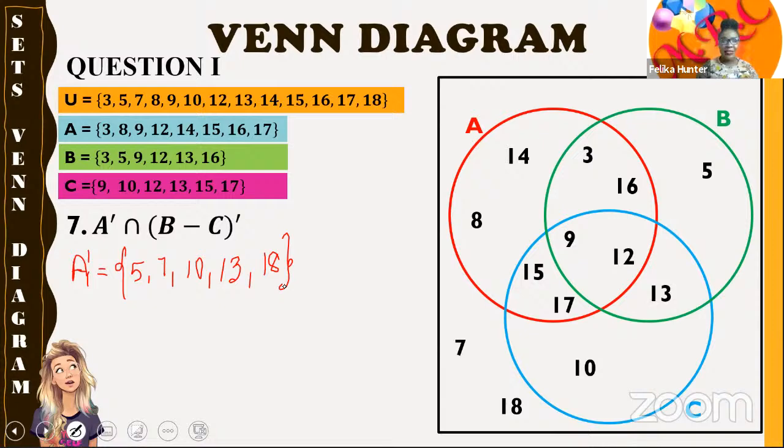All right, so we have A complement. What do I do next? B minus C. Awesome. So I'm going to do B minus C. What does that mean? When you minus C from B, what does B have left? All right. Well done.